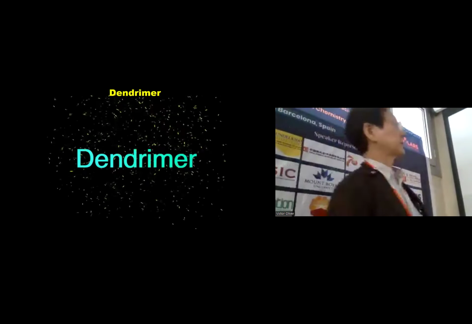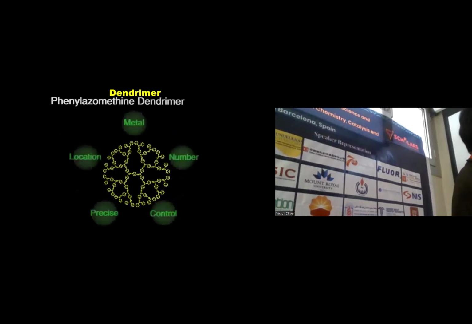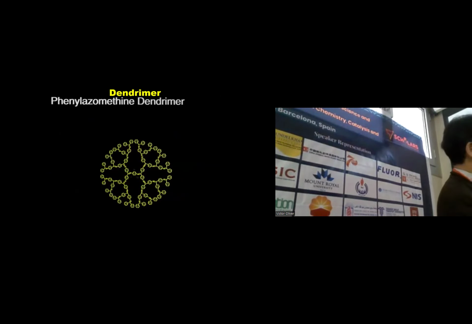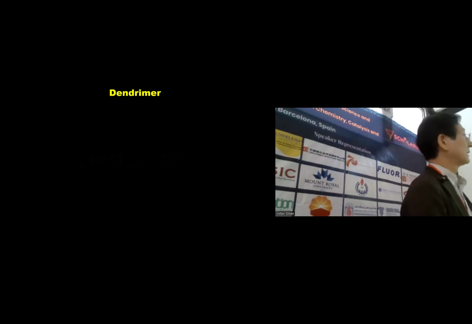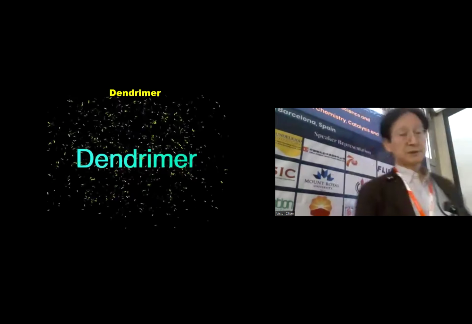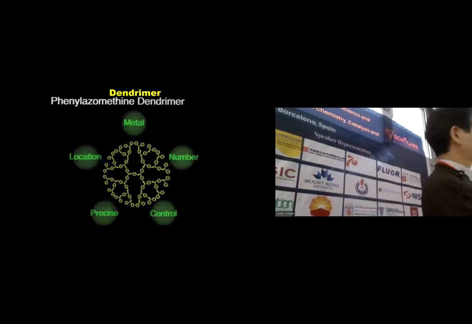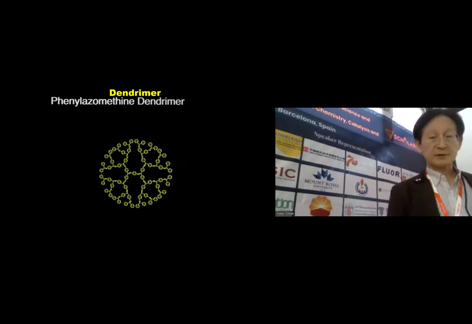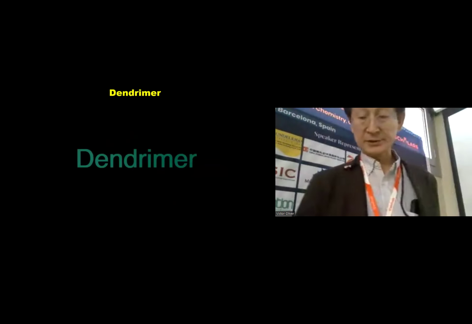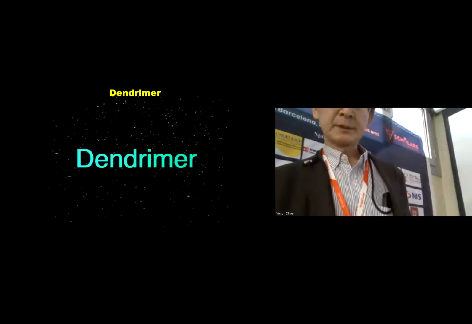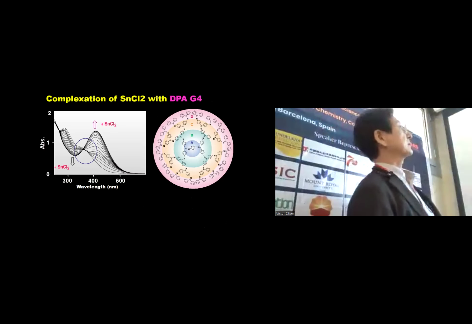So we focus on the phenylazomethine dendrimer. In these structures, the C=N double bond, the imine bond, acts as an excellent coordination site for metal assembly. So this type of dendrimer has 30 imine units as coordination sites. So this polymer is a typical polymeric reagent. So we synthesized the phenylazomethine dendrimers, these structures. So this dendrimer shows a very unique complexation behavior.